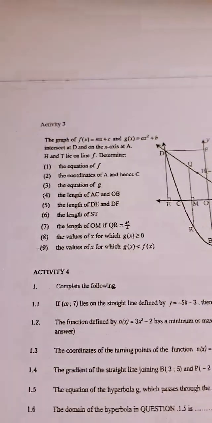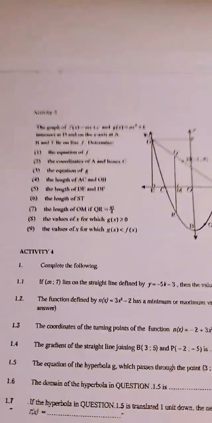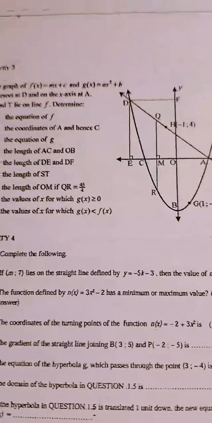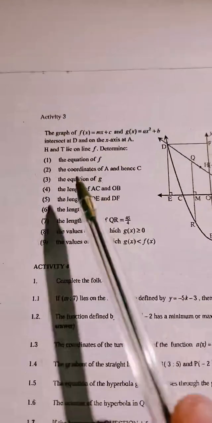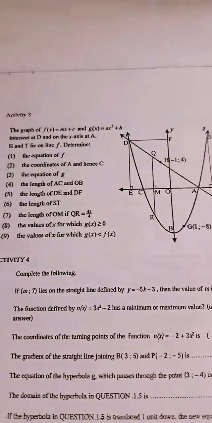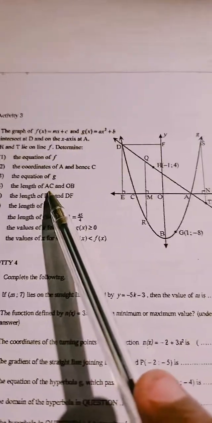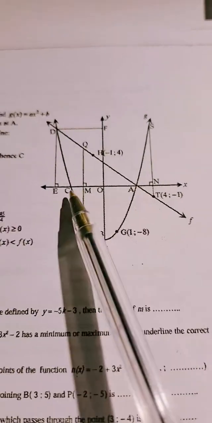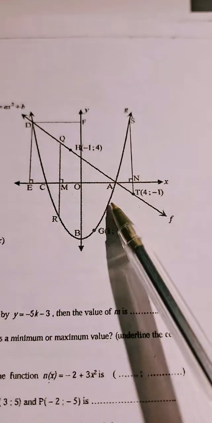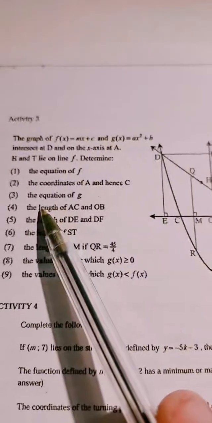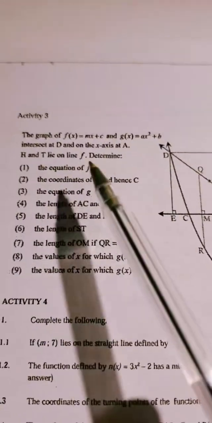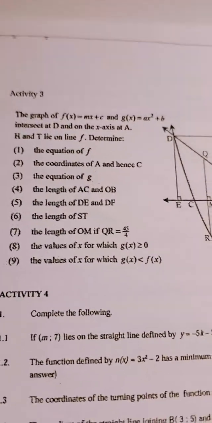The length of AC. Now we want the length. Guys, let's look at these length questions. Length questions are very important. The length of AC. Now, where is AC? They want AC and OB. Here is A, here is C. A is on the right, C is on the left. They want you to determine the length of AC. They don't want you to write down the length of AC. They want you to determine it.